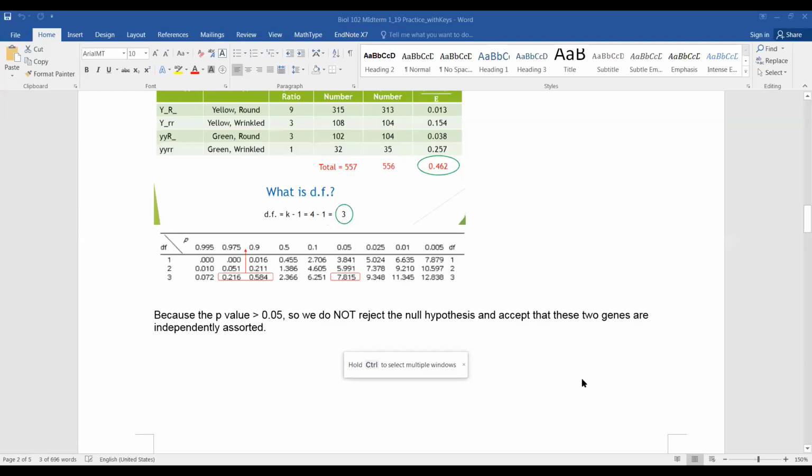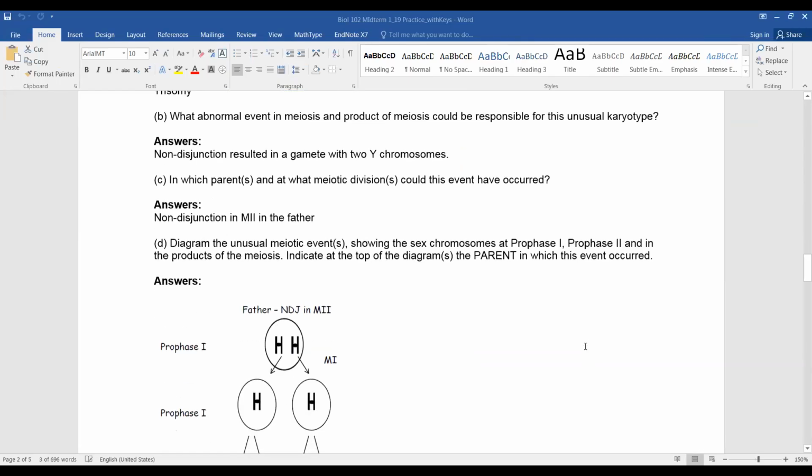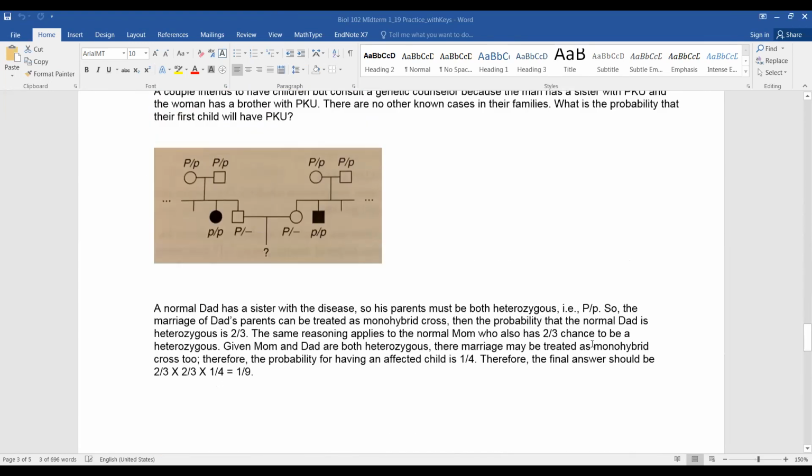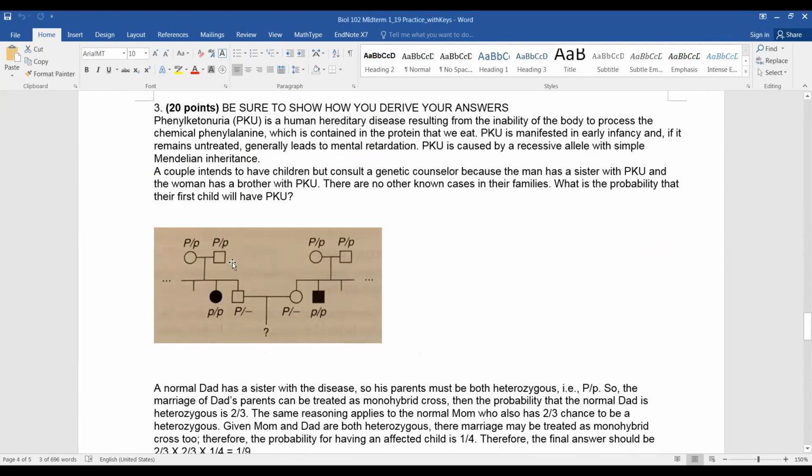Hello, Dr. Jaya. If it's not too much to ask, would you please be able to focus on the question 3 solution? Question 3. Yeah, sure. Let me share question 3. Okay, this one? Yes, thank you. Oh, sure.